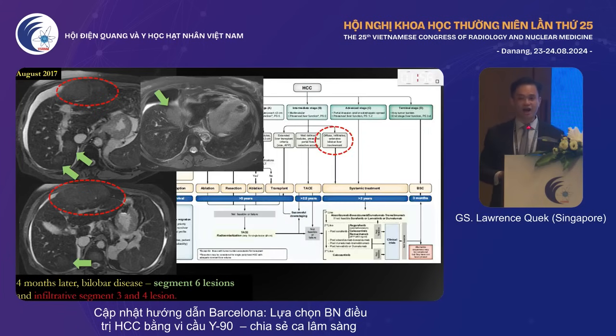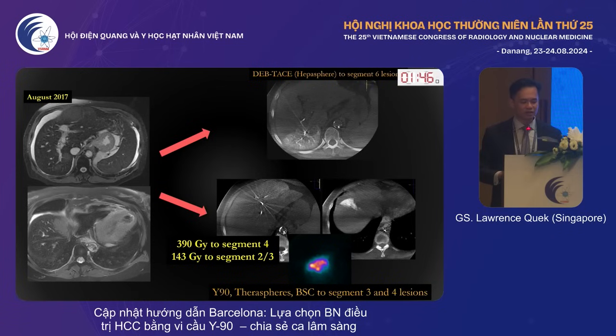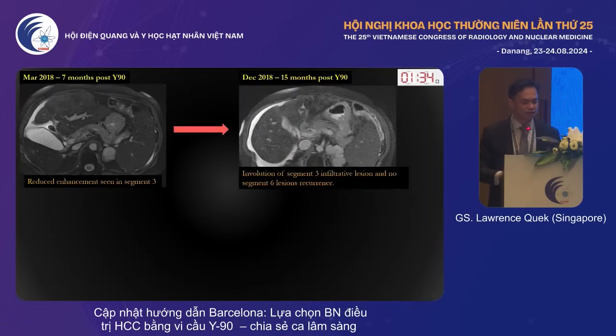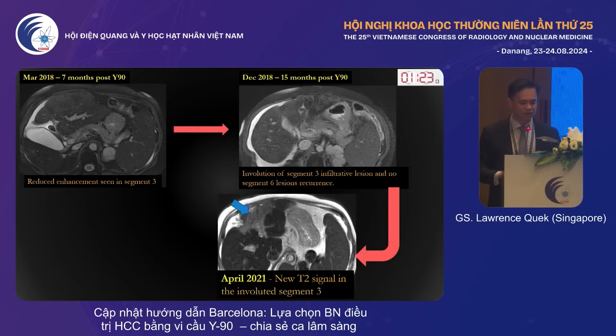So if you look at the chart, it says that let's do systemic treatment, which is fair. But back then, before the trial, before the update, we progressed this patient to Y-90. And if you look at it, what we did was to preserve as much liver function as possible. We used TACE for the segment 6 lesions, and then we used Y-90 because it's infiltrative on both segment 3 and segment 4. And if you look at 7 months post Y-90 and after that 15 months, a little bit of ascites there, but there's involution of the segment 3 infiltrative lesion and no segment 6 lesion recurrence. And then over time, you could see the patient has improved.